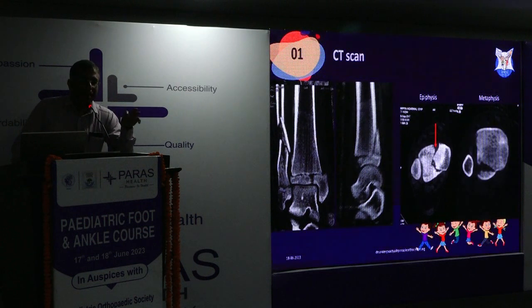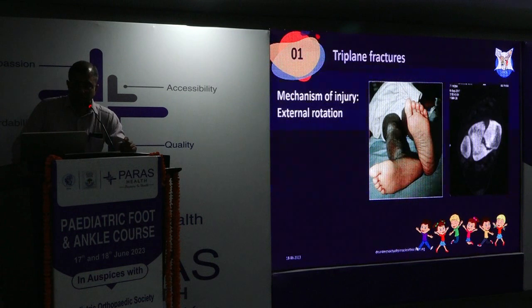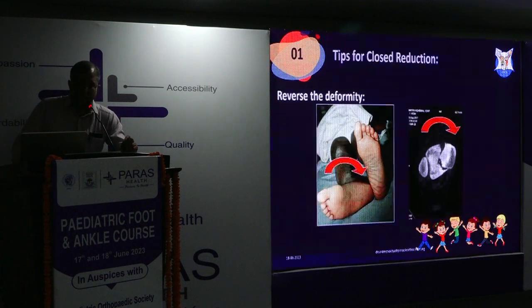And what the CT scan tells you is that at the level of the epiphysis, the fracture is generally in an anterior-posterior direction, but at the level of the metaphysis, the fracture is in a transverse direction. So this is a three-dimensional fracture configuration. The mechanism of injury is external rotation.